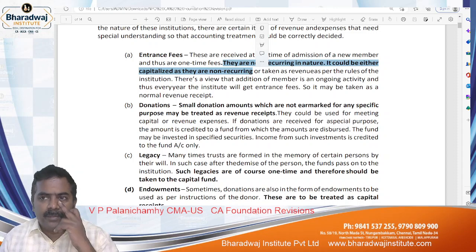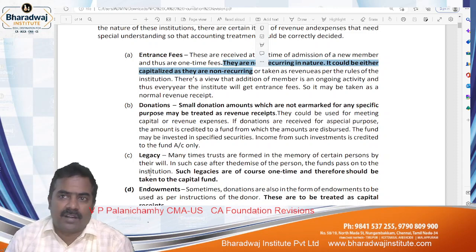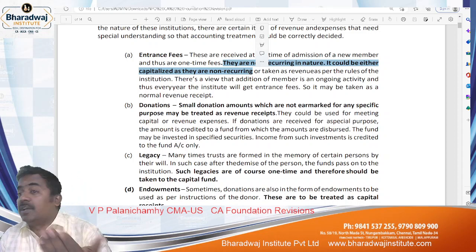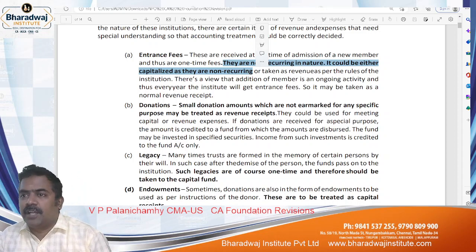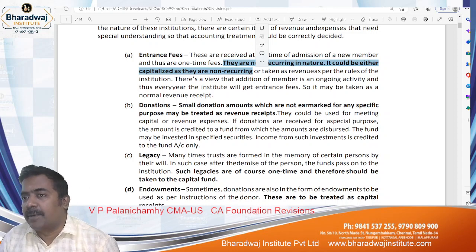Capital fund. Maybe you could have seen certain golf clubs or gymkhana clubs on Mount Road, there are a lot of rich class clubs. To join as a member, you have to pay some 1 crore membership and all. Golf club joining fees is how much? 1 crore. So that 1 crore is a capital receipt for them.